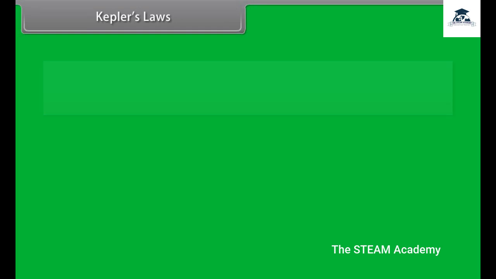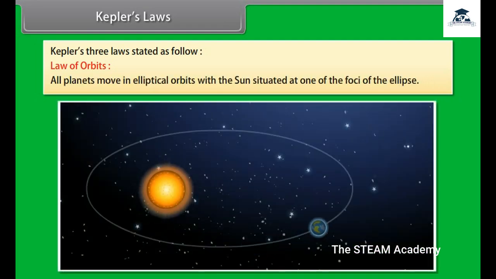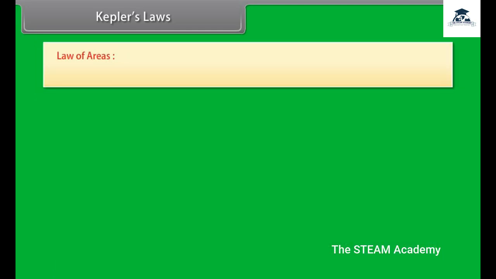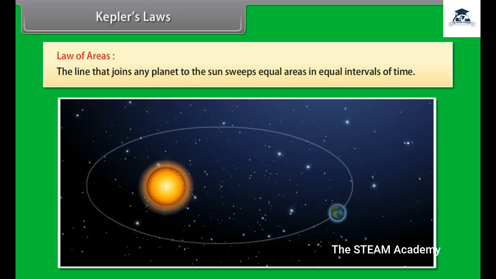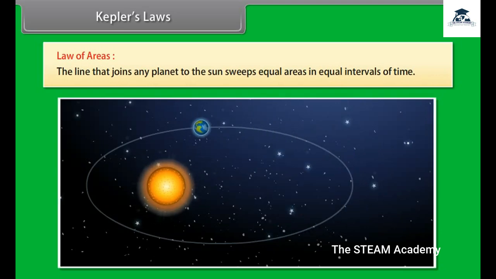Kepler's laws. Kepler gives 3 laws. They are stated as: Law of Orbit. All planets move in elliptical orbits with the Sun situated at one of the foci of the ellipse. Law of Areas. The line that joins any planet to the Sun sweeps equal areas in equal intervals of time.